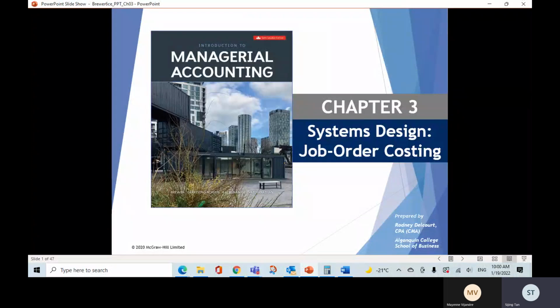So today we're going to go through chapter 3 in managerial accounting. In chapter 3, we talk about a system design, the job order costing system. That is one of the systems we need to understand for chapter 3 and chapter 4.